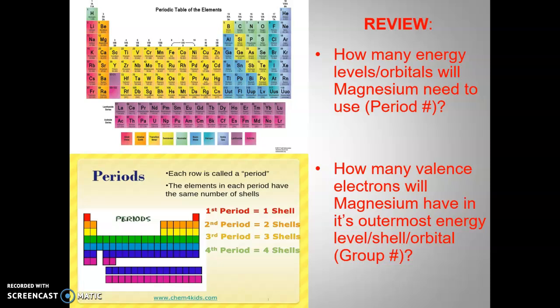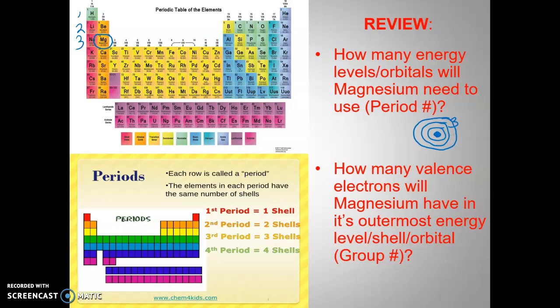So first question here is, how many energy levels or orbitals, those are the rings, will magnesium need to use? So that means what period number is it in? So if I look over at the top example, I'm going to circle magnesium. It's in the 3rd period. So that means, if here's the nucleus for magnesium, it's going to need 1, 2, 3. So this would be the 3rd energy level that it has to use.